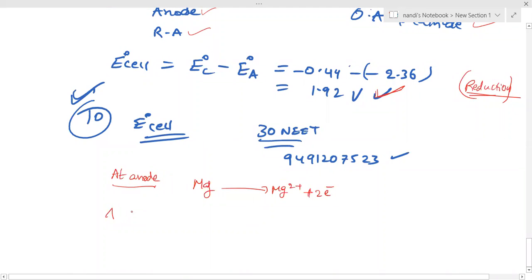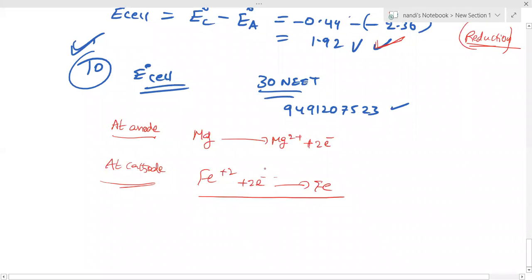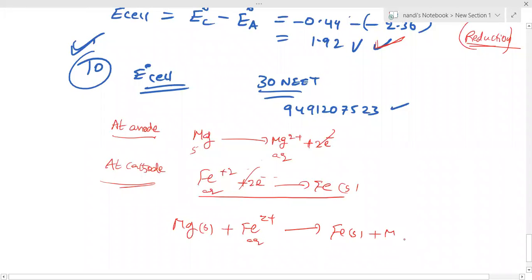And at cathode, reduction: Fe2+ plus 2 electrons gives rise to Fe. So net reaction you can add, sir, both. Metals are solid, remaining is aqueous. So write it: Mg solid plus Fe2+ aqueous gives rise to, electrons will be cancelled, Mg2+.